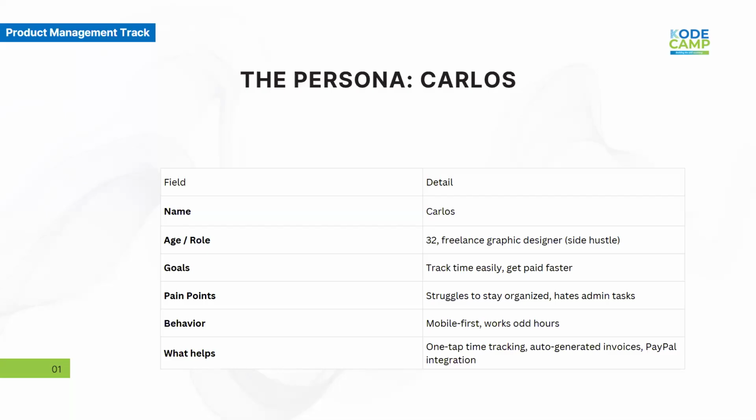His pain points reflect that, as you can see. Carlos struggles with staying organized, especially when it comes to invoicing. The admin side of his freelance work frustrates him a lot. It takes up too much of his time, and it pulls his focus away from his design work that he actually enjoys doing. Now, his behavior, as you can see here, supports this as well. Carlos is mobile first. He is someone who is often on the go.